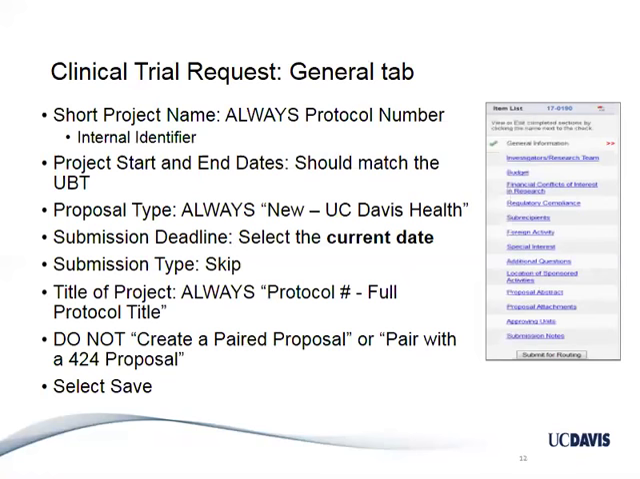The submission deadline, you're going to select the current date, just because you don't really have a sponsored deadline in these cases. The submission type, you're going to skip, so you don't have to enter anything there. And the title of the project is always going to be, so that bottom one is always going to be the protocol number and the full protocol title. You're never, ever going to select create a paired proposal or pair with 424, even when you're applying to SPO. You're never going to select that. And then you're just going to select save.